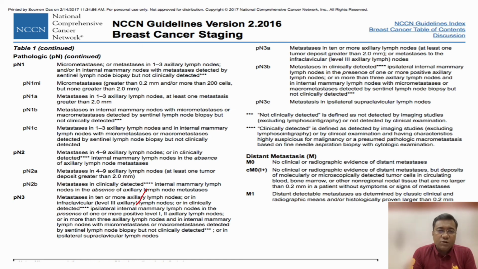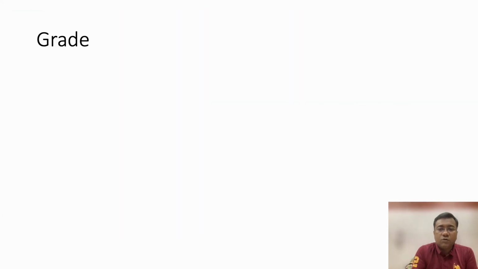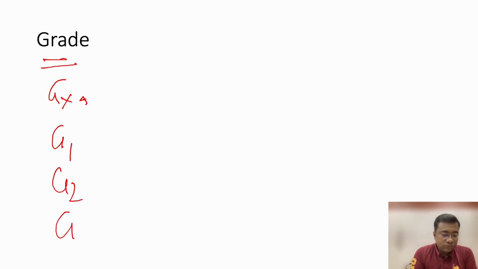Now, this is a clumsy slide where you see the pathological staging, but what you need to remember is very easy. Pathological N1 is 1 to 3 nodes, pathological N2 is 4 to 9 nodes, and pathological N3 is more than 10 nodes. That's how you need to remember the staging of breast cancer. One important point the AJCC has now included is the grade of the tumor. They are divided into GX, which means grade cannot be assessed, G1, G2, and G3. These are based on some criteria seen in the tumor.